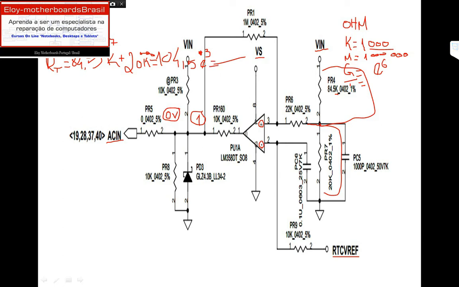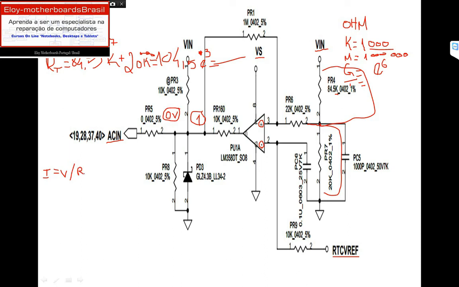Let's just use my calculator, because I don't like the Windows calculator, I prefer my own. Sorry, we have 100. There is no calculation needed. So let's see our current. Our current, as you might know, is voltage.